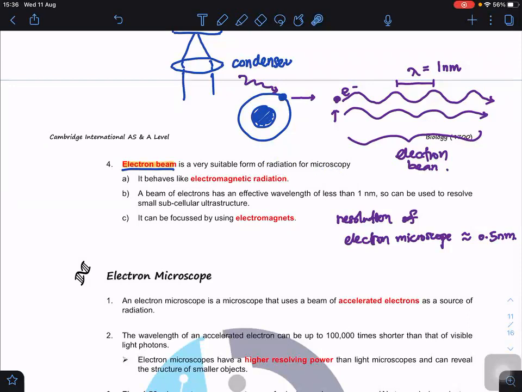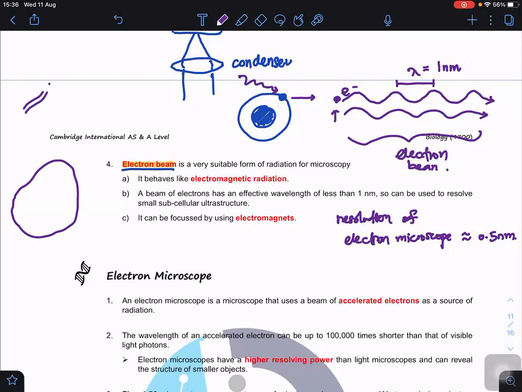Why? First, they behave like electromagnetic radiation with an effective wavelength as low as about 1 nanometer or even lower, so it can be used to resolve very small subcellular ultrastructure. For example, if you use the light microscope to see the membrane, you will only see one line. But if you use the electron microscope, then you can see two lines because of the phospholipid bilayer.